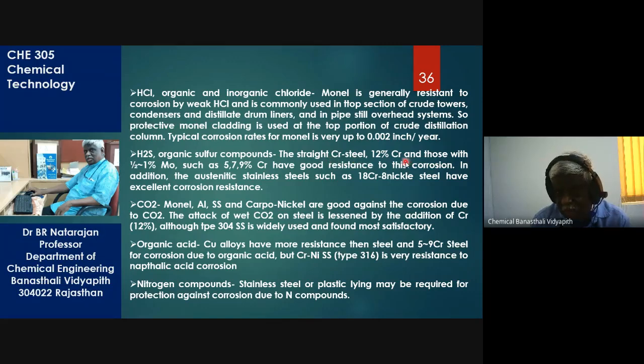And for H2S, organic sulfur, etc., straight chromium steel is the preferred one. It contains 12% chromium, and those with half to 1% of molybdenum, such as 5, 7, 9% of chromium, have good resistance to this corrosion. So chromium steel to tackle H2S. Carbon dioxide, again, Monel, etc., take care. Organic acids, copper alloys have more resistance than steel, so copper alloys. And for nitrogen compounds, stainless steel or plastic lining may be required for protection against corrosion due to nitrogen compounds.